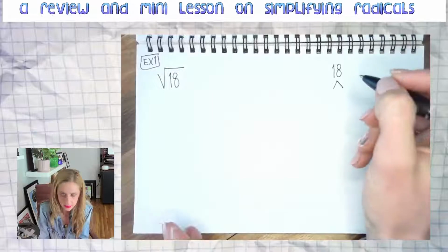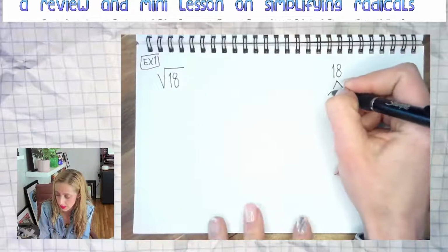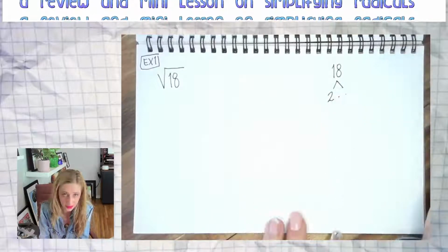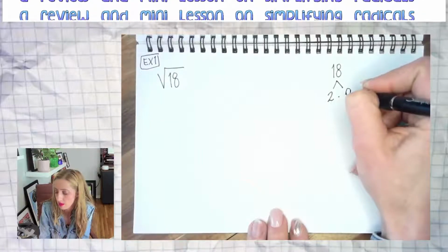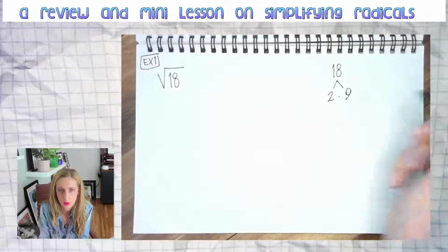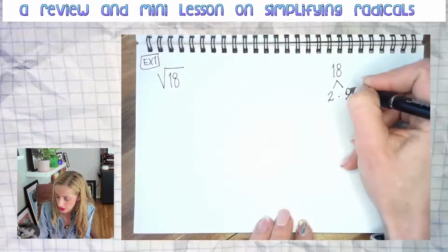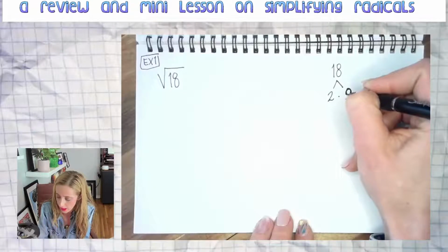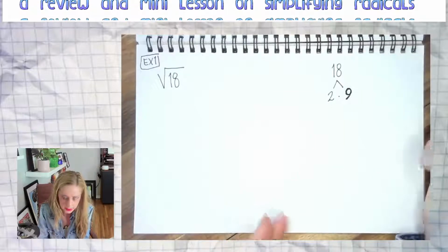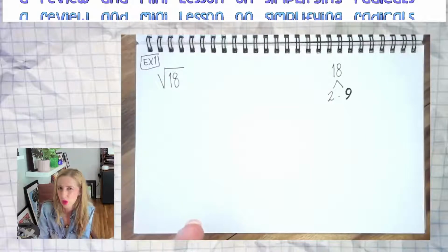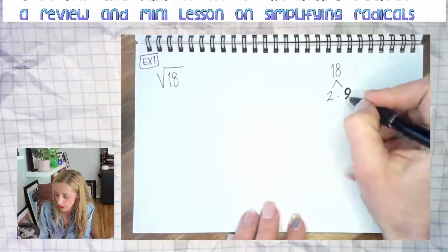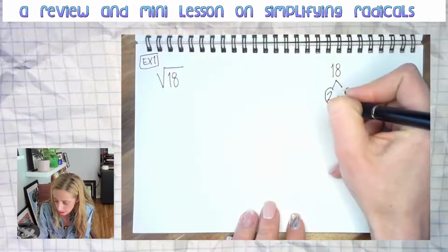18, it's even. If 18 is even, it's definitely 2 times something. Times what though? 2 times 9. Now, maybe you learned that, 9's a perfect square. We're lucky we got to 9. So we can just do 3 square root 2. But do you all understand why? So let's keep going. 2 is a prime number.